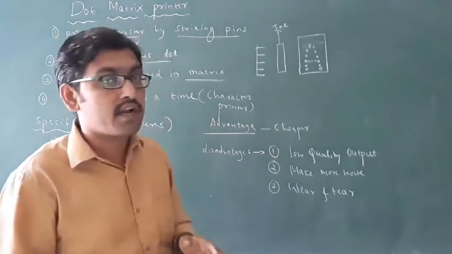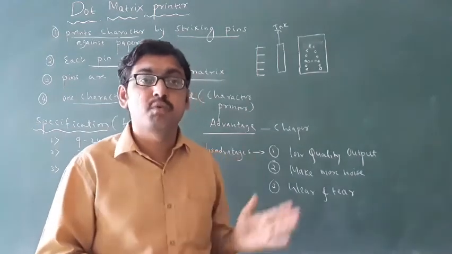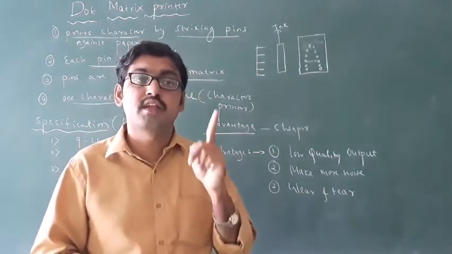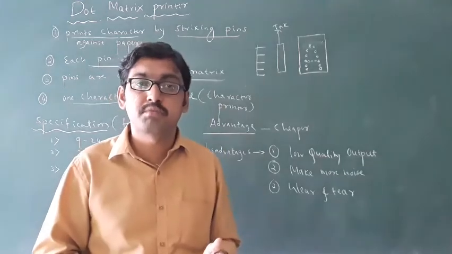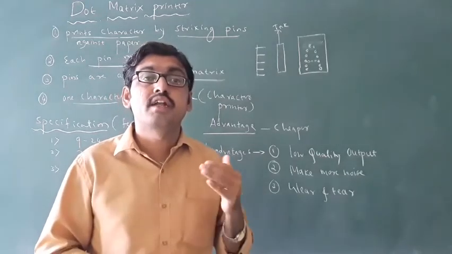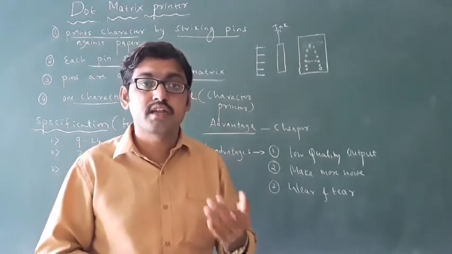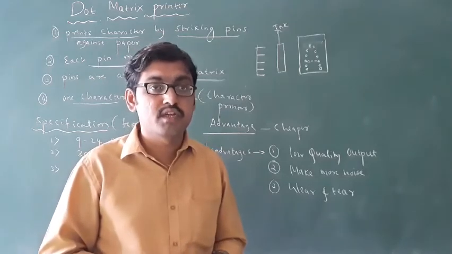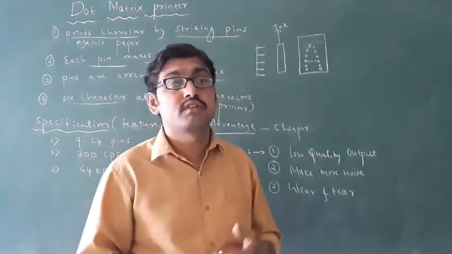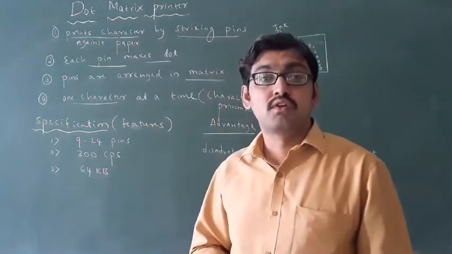Okay, see, not like a laser printer. It is a very slow printer, it produces only one character at a time. That's why the dot matrix printer is also called a character printer. These questions are asked in the exam, so please concentrate.